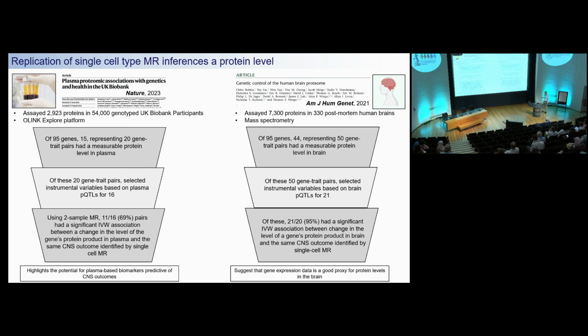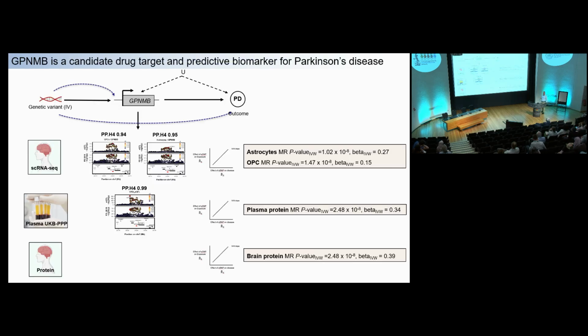So I think here it gives us a lot of confidence that the gene expression data, at least at single cell type level, is a good proxy for protein levels in the brain. So one example of this is shown here, where from our data we infer this protein GPNMB to be a candidate drug target for disease modification in Parkinson's disease.